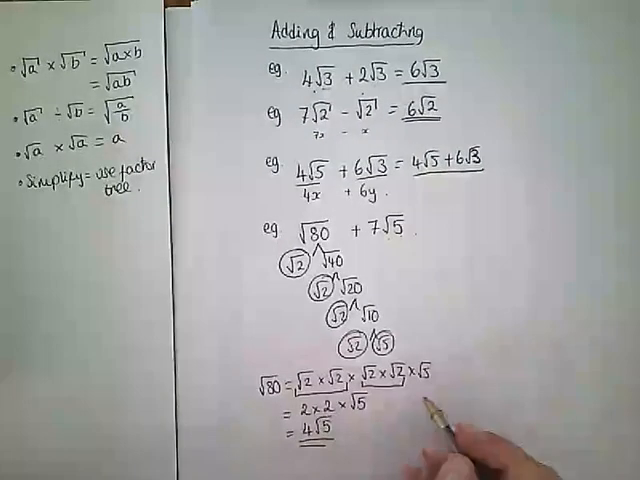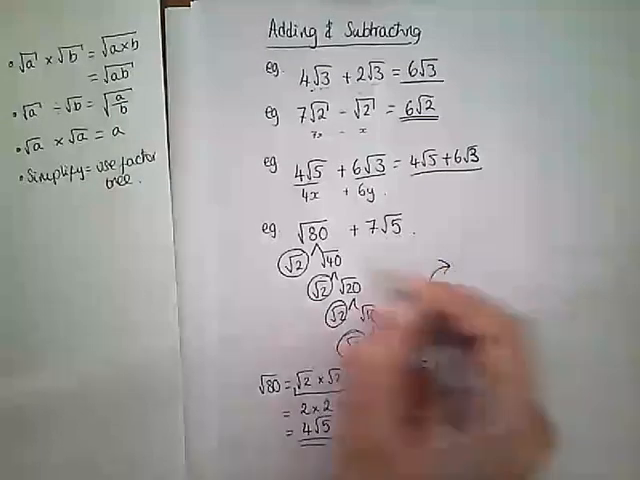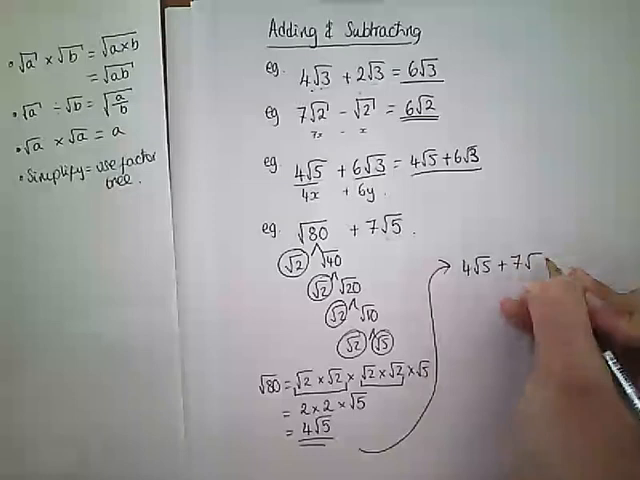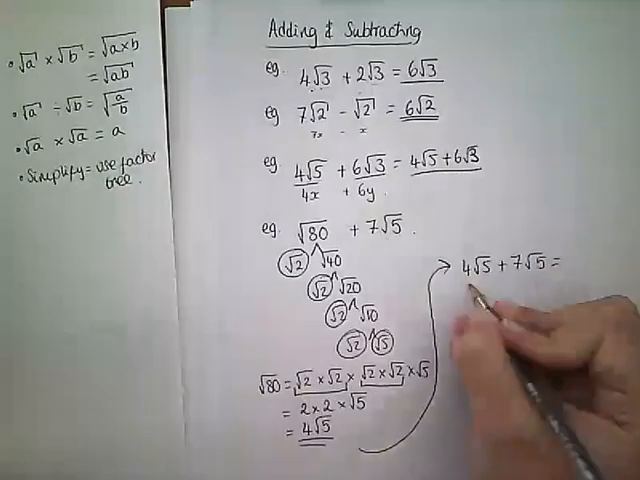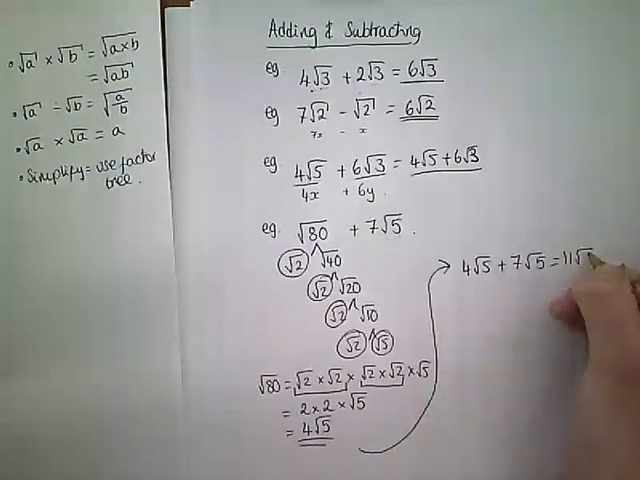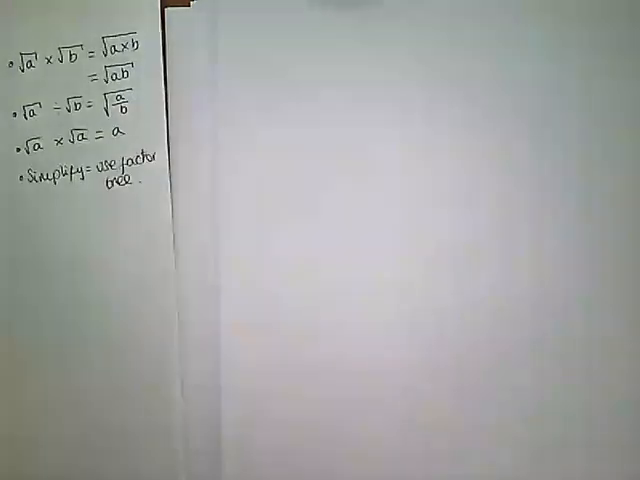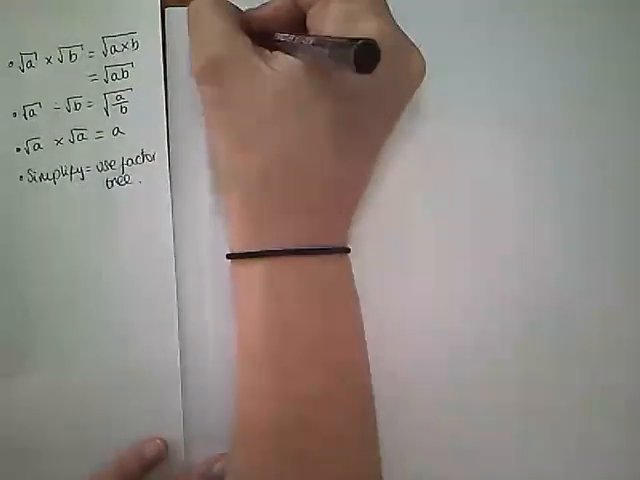Let's come back up to our question. We've got root 80, which is 4 root 5, plus 7 root 5. Add those two together, gives you 11 root 5. And the same with subtracting. So let's just do a little subtracting example.